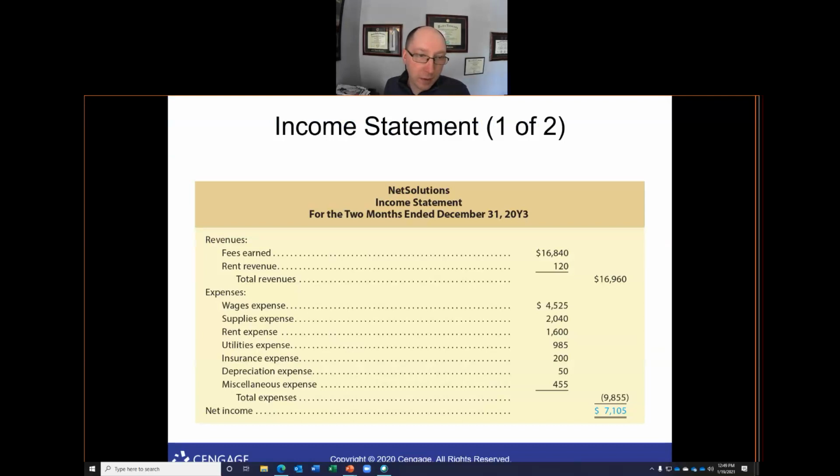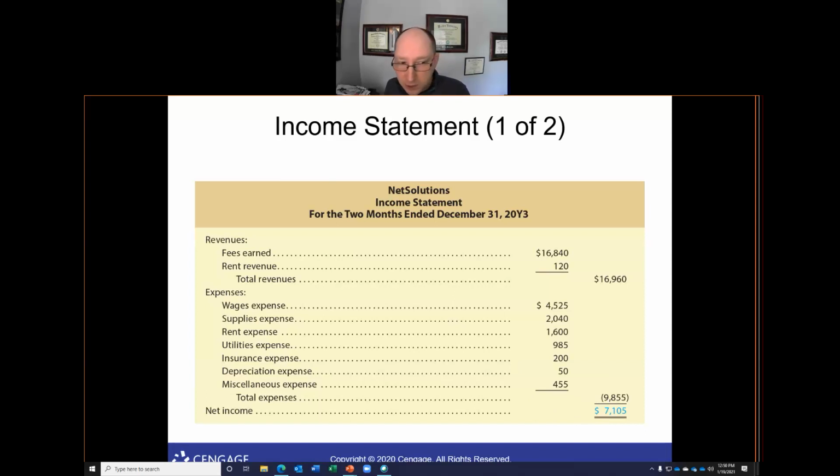On the income statement, we have our revenue, our expenses, and our net income. How do we get to net income? You take your total revenue minus all of your expenses. Revenue minus expenses equals net income. That's the income statement, a very simple form of the income statement.